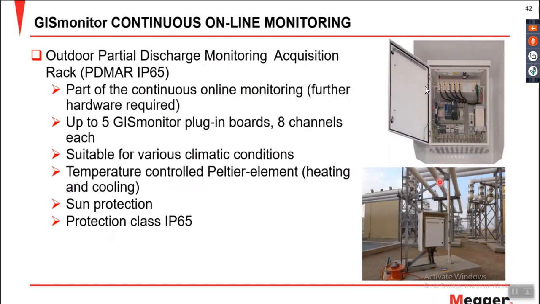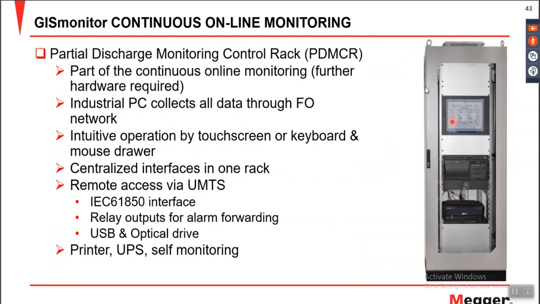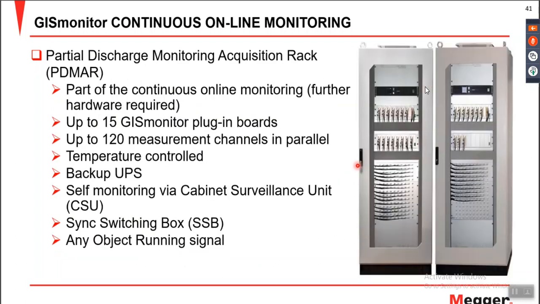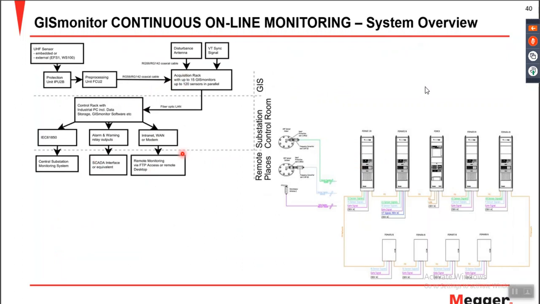In case you have longer bus ducts going outside the GIS, you can use these outdoor cabinets for connecting or monitoring the outdoor UHF sensors. Then all the connections from the acquisition racks are connected to the PDMCR racks by means of an FO cable, and these connections can be interfaced to an IEC 61850 interface, and it has a relay output connection or LRM as well. This particular rack comes with a printer, a UPS, and a self-monitoring display as well. So prior to going to the software or HMI features, I would like to brief you about the complete architecture of the system.